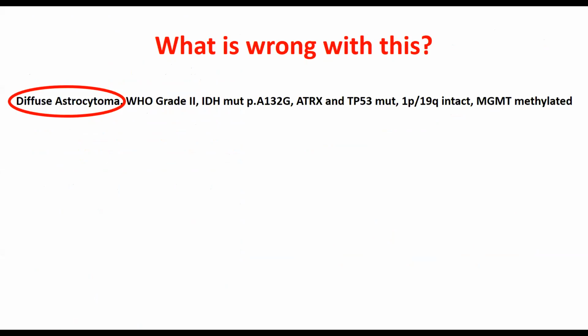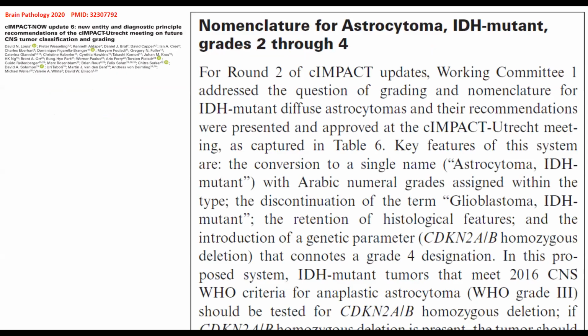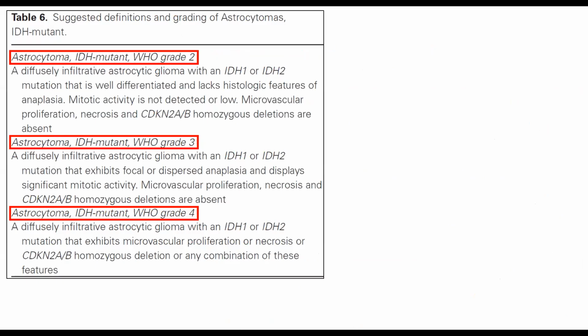Diffuse astrocytoma, all right, and it's IDH mutant. You see further along, IDH mutant. We will no longer be using that term, diffuse astrocytoma, for IDH mutant diffuse astrocytic disease. All right, so this is from Brain Pathology, nomenclature for diffuse astrocytoma, IDH mutant, grades 2 through 4. Here's the table that's accompanying it. And again, this is from cIMPACT.